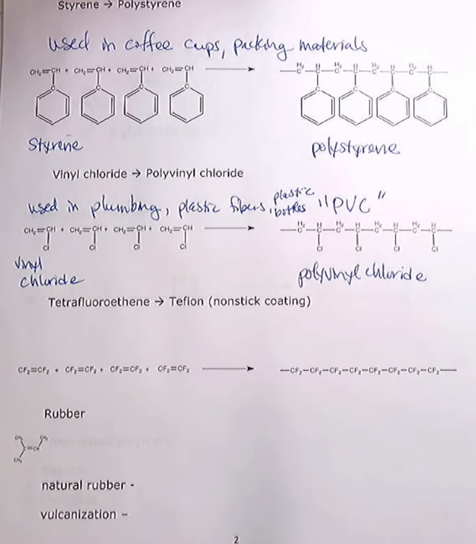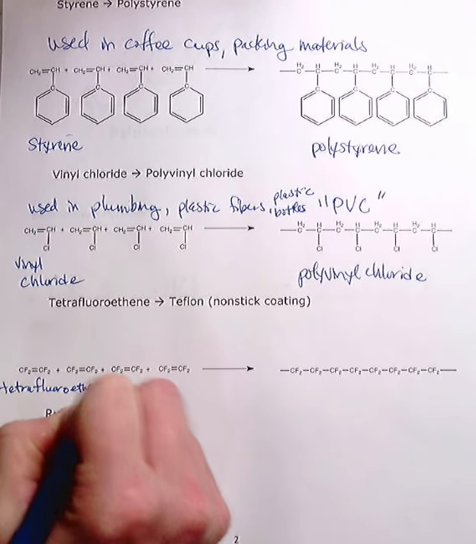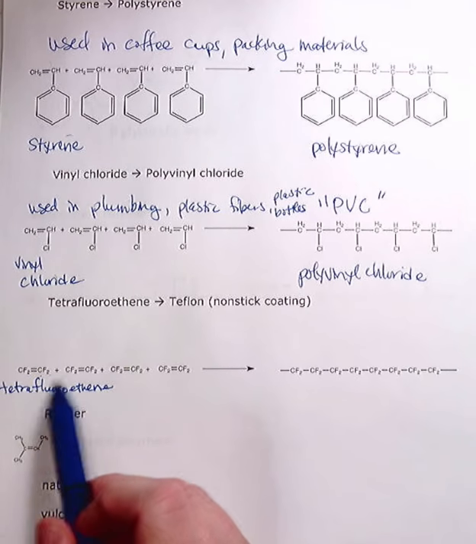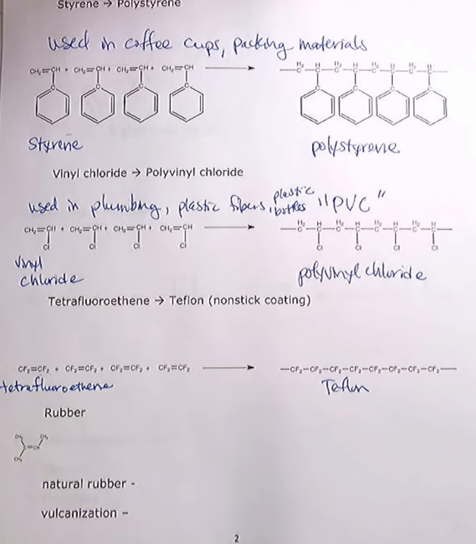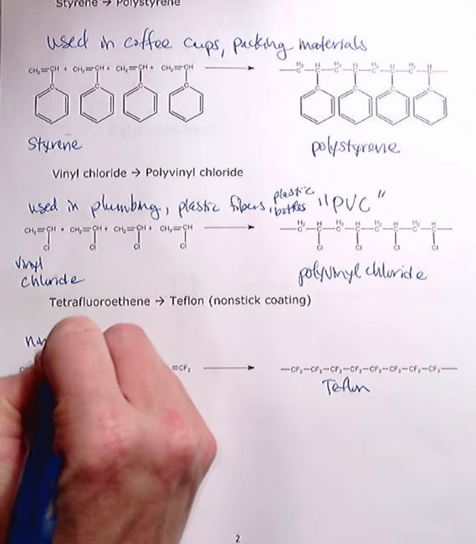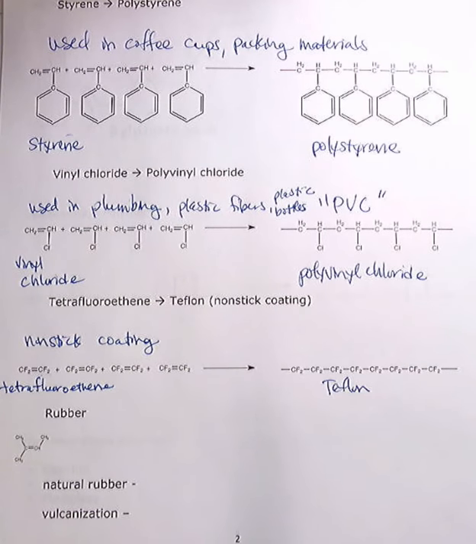Okay, tetrafluoroethene. Again, it's an addition polymer, and it forms Teflon. So this is the non-stick coating used in cooking. And there have been a lot of negative side effects of this nonstick coating. There have been some reports of it leaching into your foods. It can chip off, and you have to use special utensils for it. But nonetheless, this is Teflon, and it was a really big deal when Teflon was first discovered.